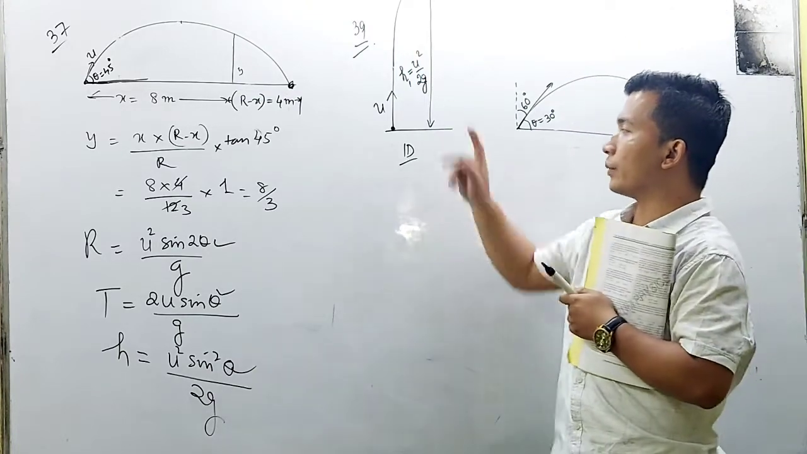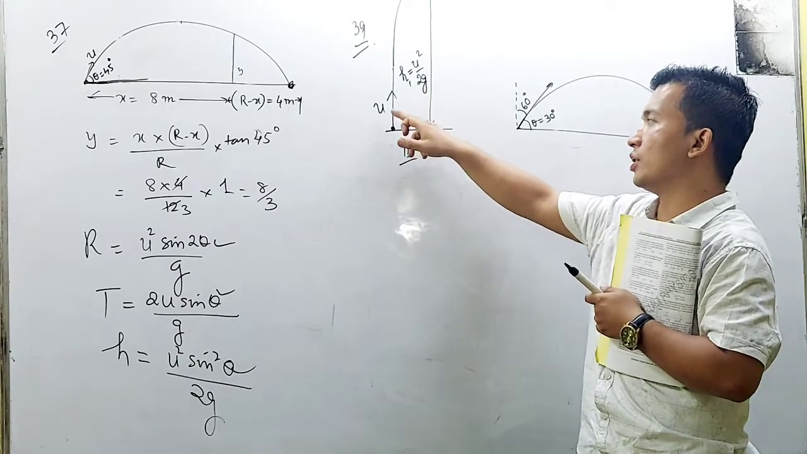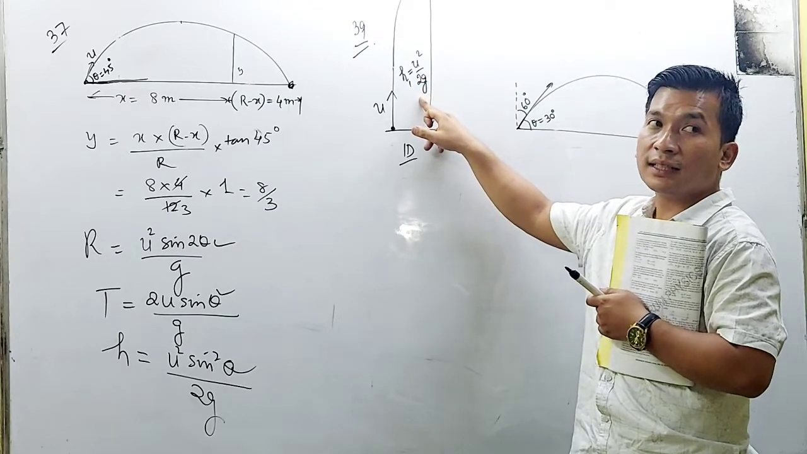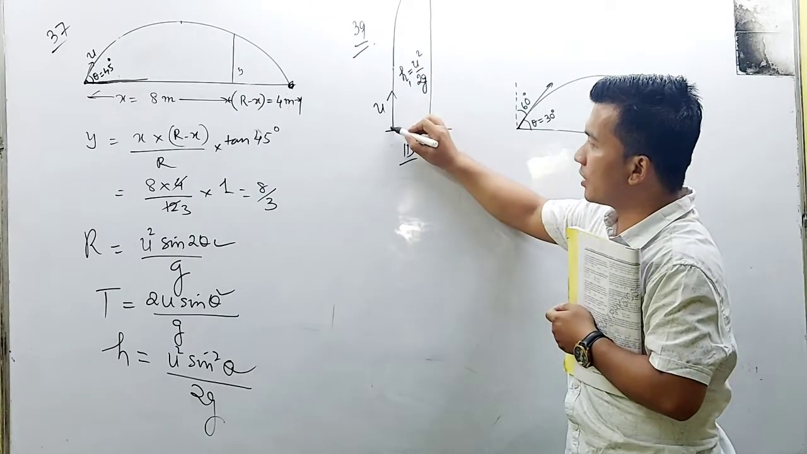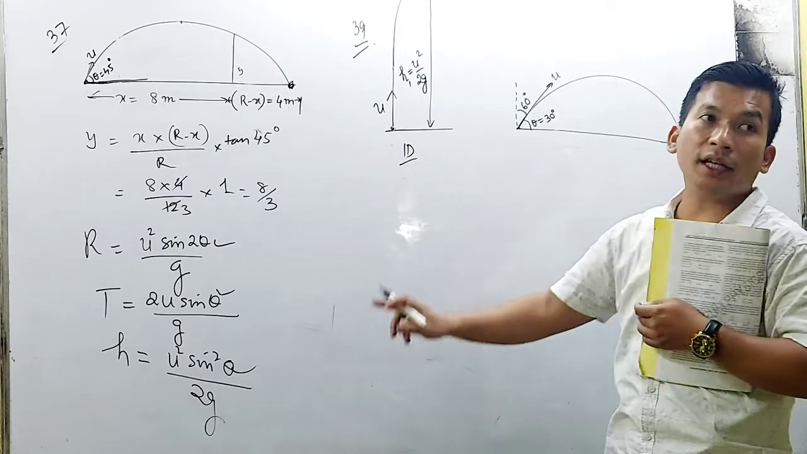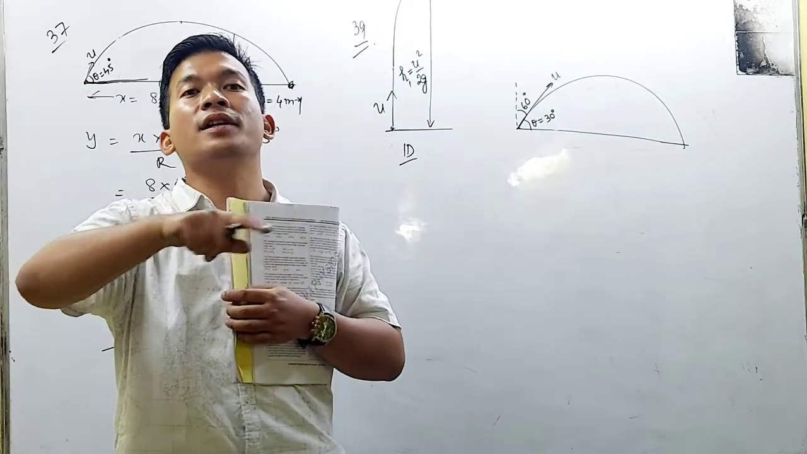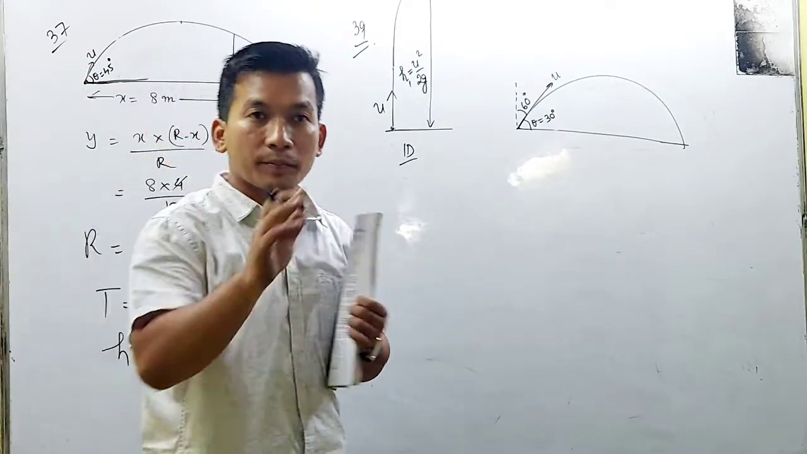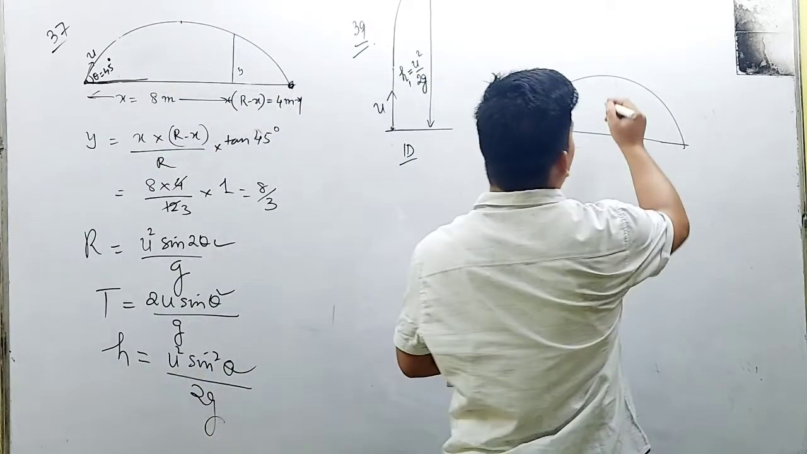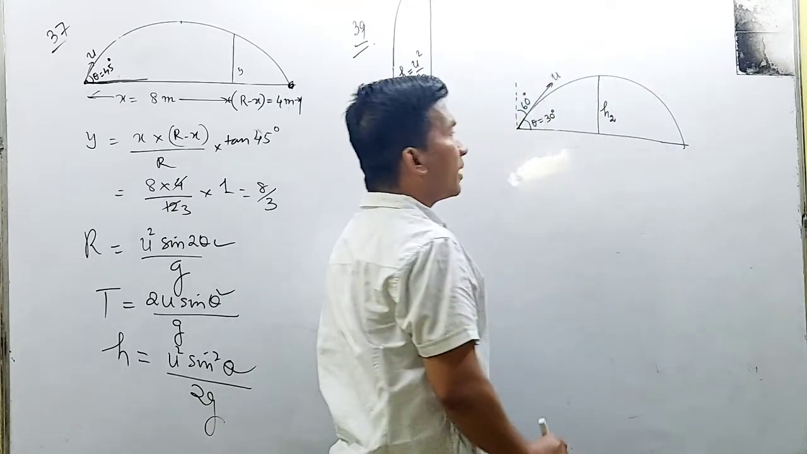So for one-dimensional motion, if an object is vertically projected with velocity u, the maximum height will be u square by 2g. Now, if this same object is projected with the same velocity u at an angle of 30 degrees with respect to the horizontal, what is the maximum height? Let us consider this to be h2.